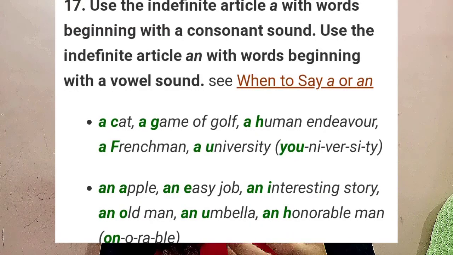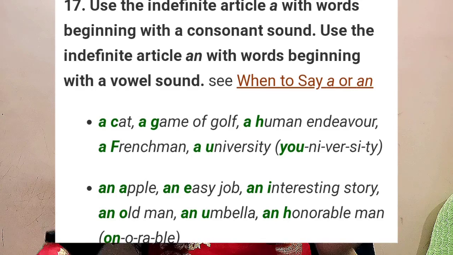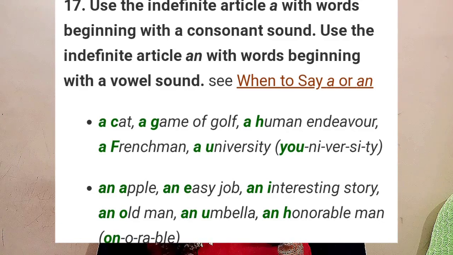Using the indefinite article a with words beginning with a consonant sound. Use the indefinite article an with words beginning with a vowel sound. I guess you know what vowels and consonants are. If I say a cat, it starts with C, so it's a consonant, so we will use a. A game of golf, it starts with G, a consonant, so we use a. If I say an apple, apple starts with A, a vowel, so before a vowel we use an. An umbrella, it starts with U, so we write an.